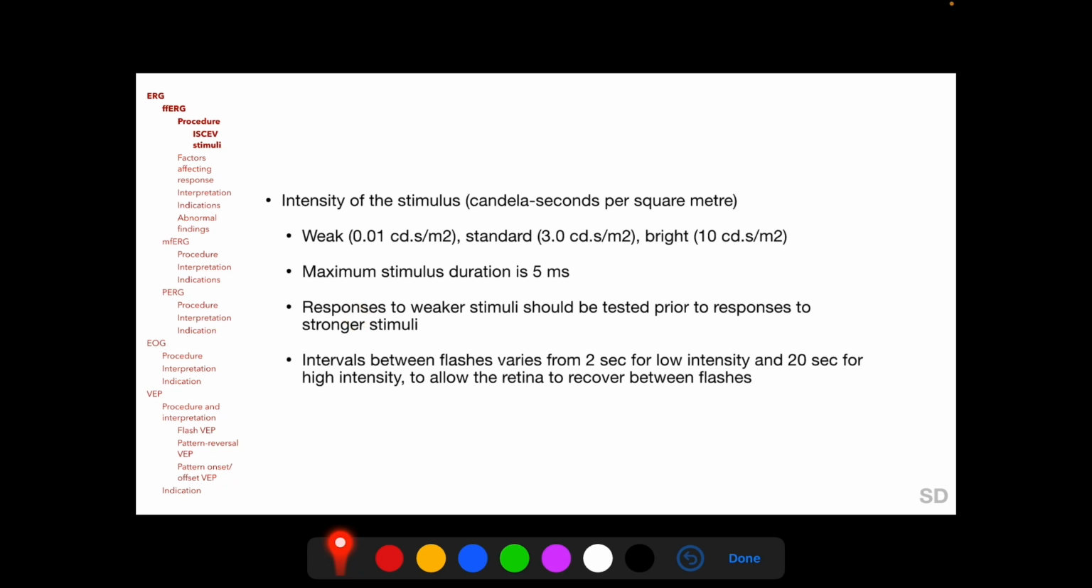Responses to weaker stimuli should be tested prior to responses to stronger stimuli, and intervals between these flash stimuli vary from 2 seconds for low intensity stimulus testing to 20 seconds for high intensity stimulus testing, to allow the retina to recover between the flashes.